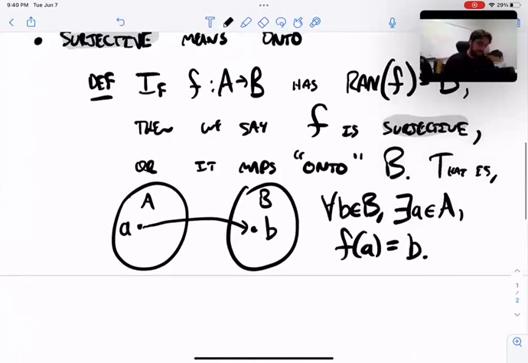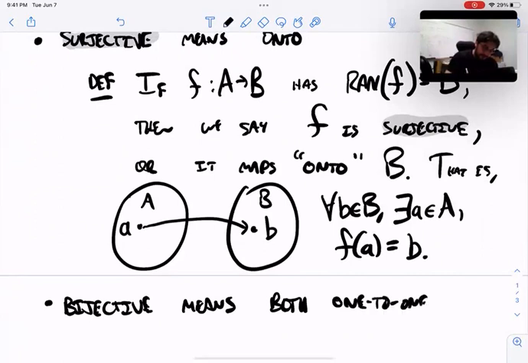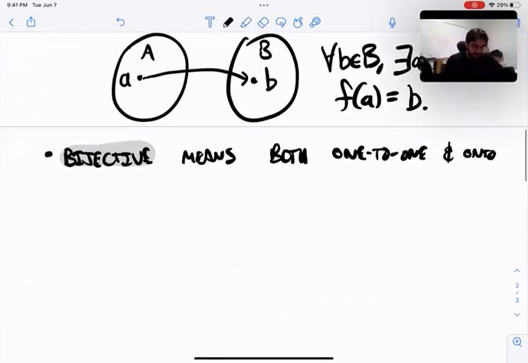All right, now bijective. What bijective means is both, right? Both one to one and onto. Or you could say bijective means both injective and surjective, whichever language you want to use. So how would you define this?